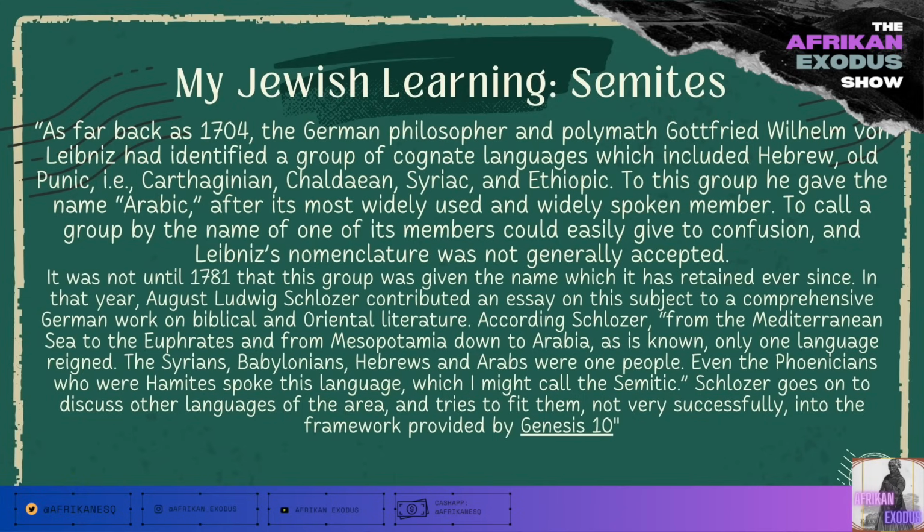The Syrians, Babylonians, Hebrews, and Arabs were one people. Even the Phoenicians were Hamites, spoke this language, which I might call the Semitic. Schlosser goes on to discuss other languages of the area and tries to fit them, not very successfully, into the framework provided by Genesis 10. What this points to is that already the agenda has been set for us.